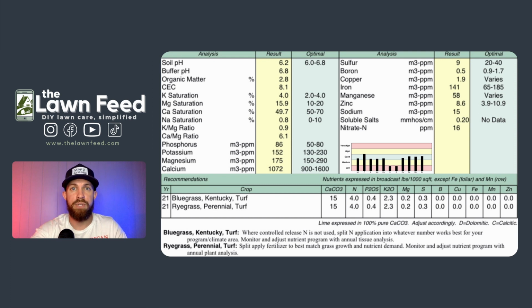There are two different types of lime. You have calcitic and you have dolomitic. Calcitic lime is calcium carbonate. So that's what neutralizes the acidity in the soil.